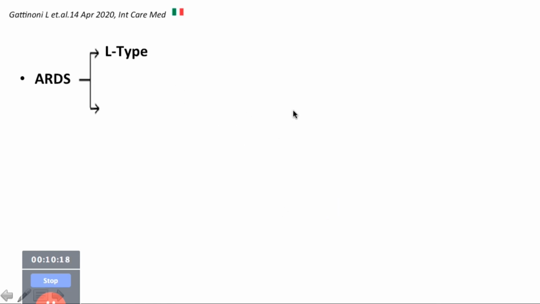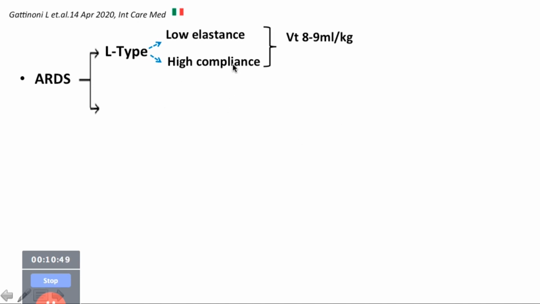The type of ARDS in COVID-19 has been found to be, and the recent hypothesis suggests there are, distinctly two types of ARDS. This is not universally or conclusively accepted, but these are the findings that have come from this popular author, Gattinoni, from the Italian group. There is an L-type ARDS and an H-type ARDS. What is L-type? Any ARDS, as we conventionally understand it, has low compliance, but in L-type ARDS there is a high compliance and a low elastance.